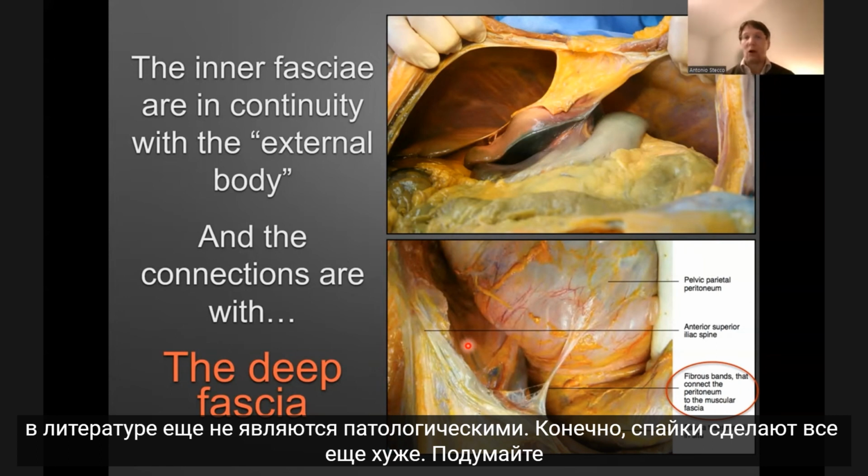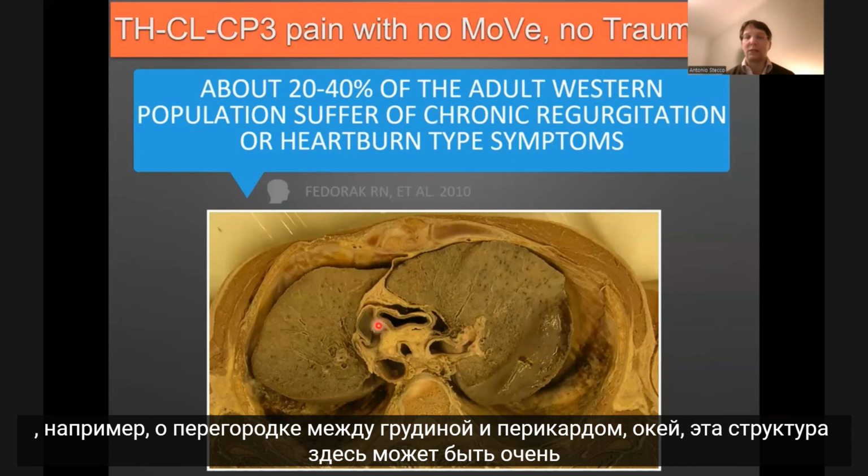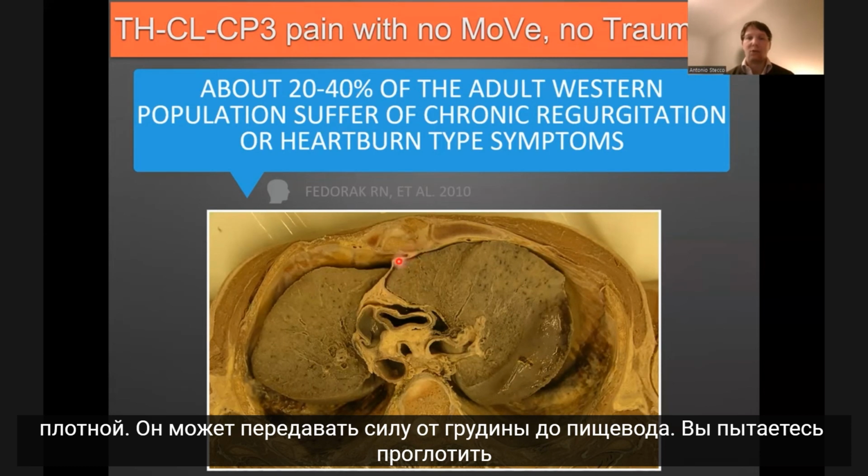Okay, of course, adhesions will make everything worse. So think about, for instance, the sternopericardial septa. This structure here can be very tight. It can transmit the force from the sternum up to the esophagus.